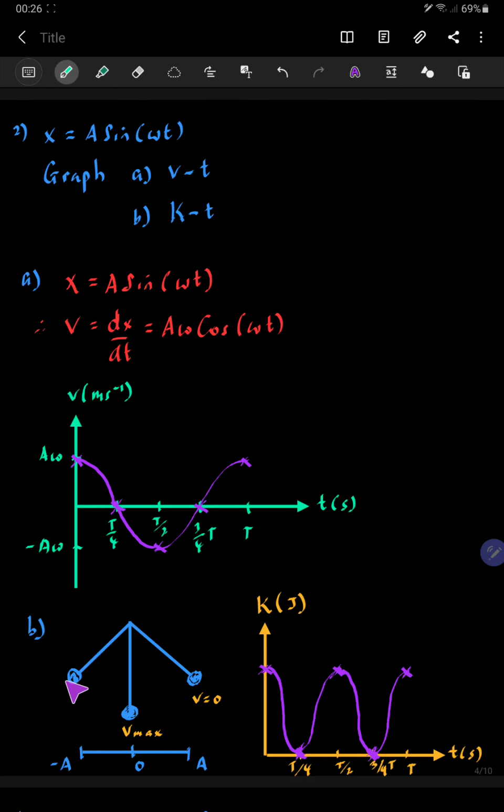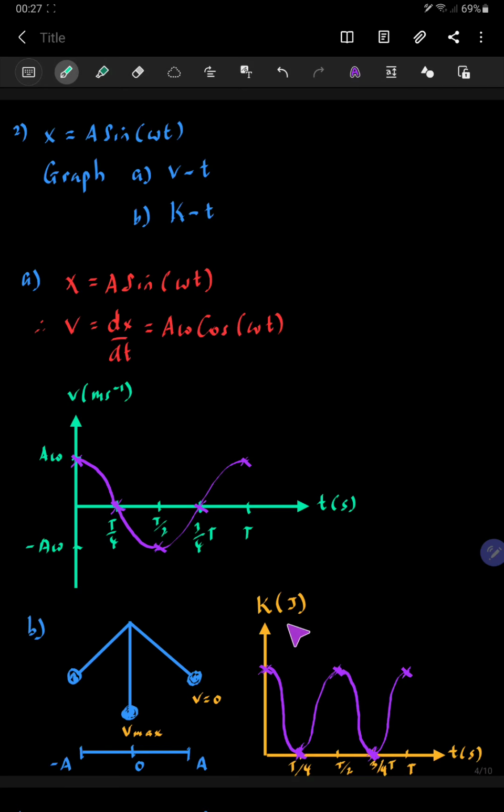Okay, and then it just returns to its original position, and the motion is directed to the right. So V is maximum and positive, directed to the right. So the graph just looks like this. So correct. The graph is purely cos. Okay, alright, and then they ask you to sketch a graph of K against time.